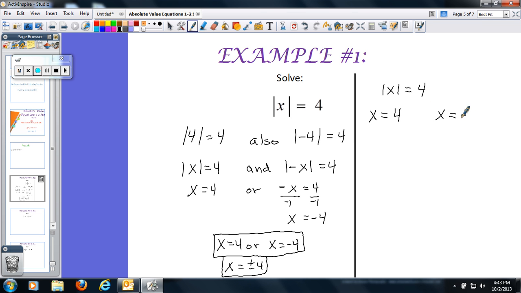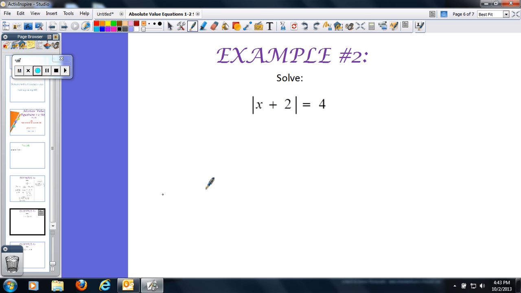The second one is the opposite, negative 4. And this would give me my answer. Now, this is an or statement because x cannot equal 4 and negative 4 at the same time. So it's x equals 4 or x equals negative 4. Okay, now let's take this concept and move it over to another problem that's a little more difficult.